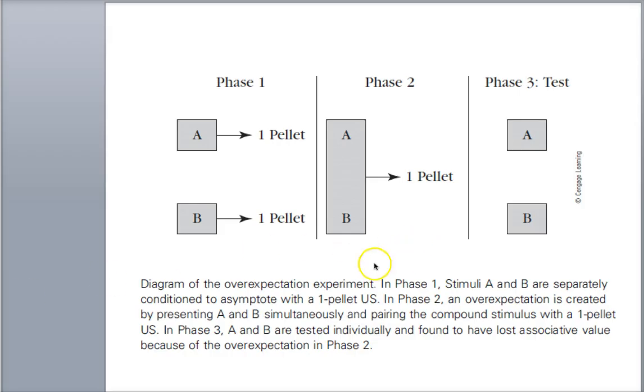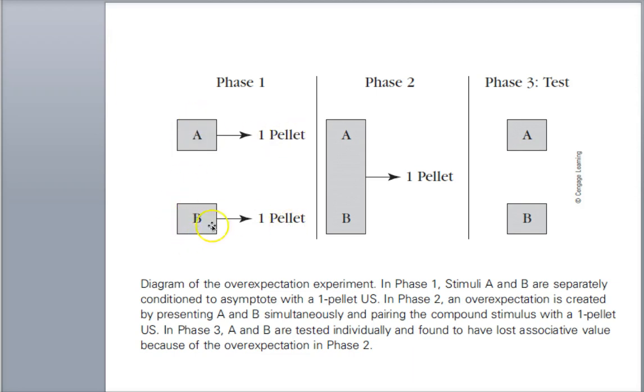Here, I'll talk about blocking. This is the over-expectation experiment. It predicts this as well. So in phase 1, you have two stimuli, stimulus A and stimulus B. A predicts one pellet and B predicts one pellet. So maybe this is a light and this is a tone. And so they see the light and they get food. They hear the tone, they get food.